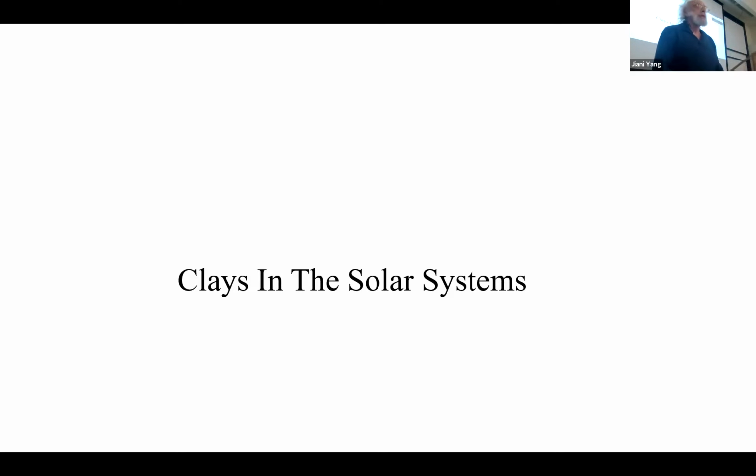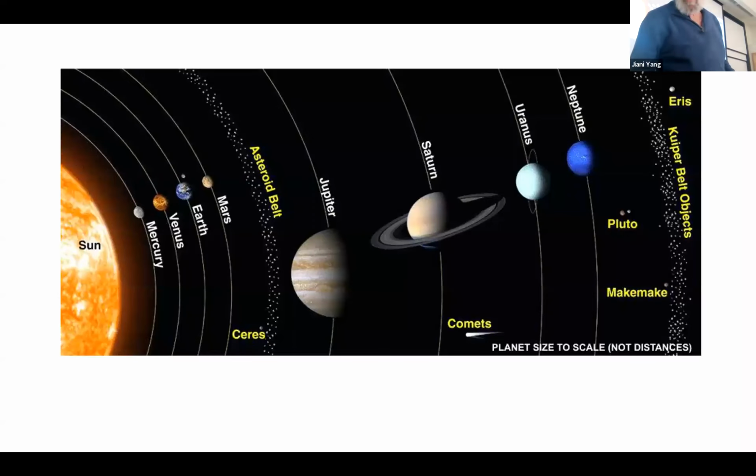And one of the problems is that if you are ever on a road with mud, and it rains, that's why your tires go round and round, because the clay particles move with respect to each other. So, clays in the solar system.